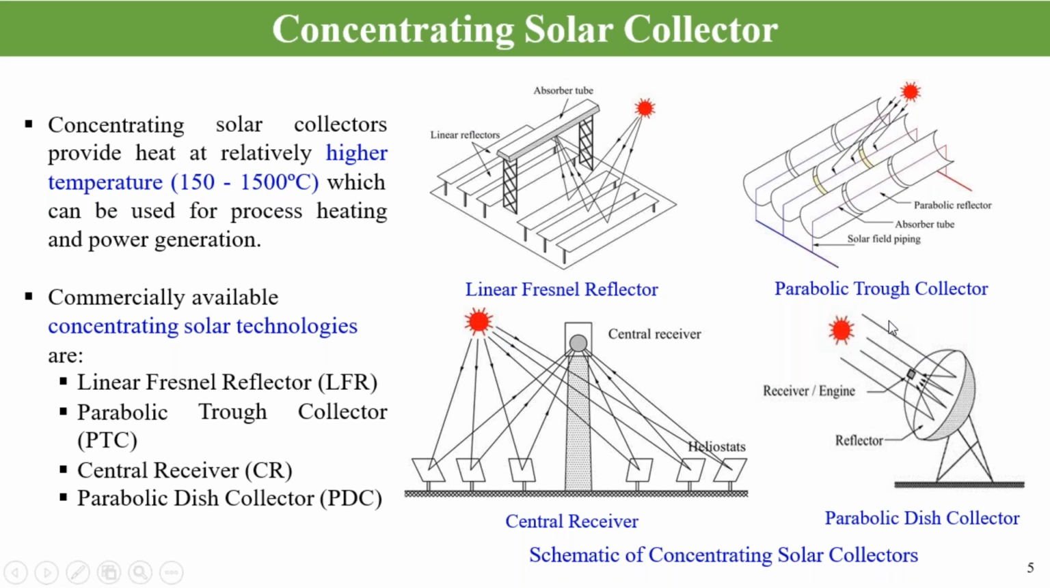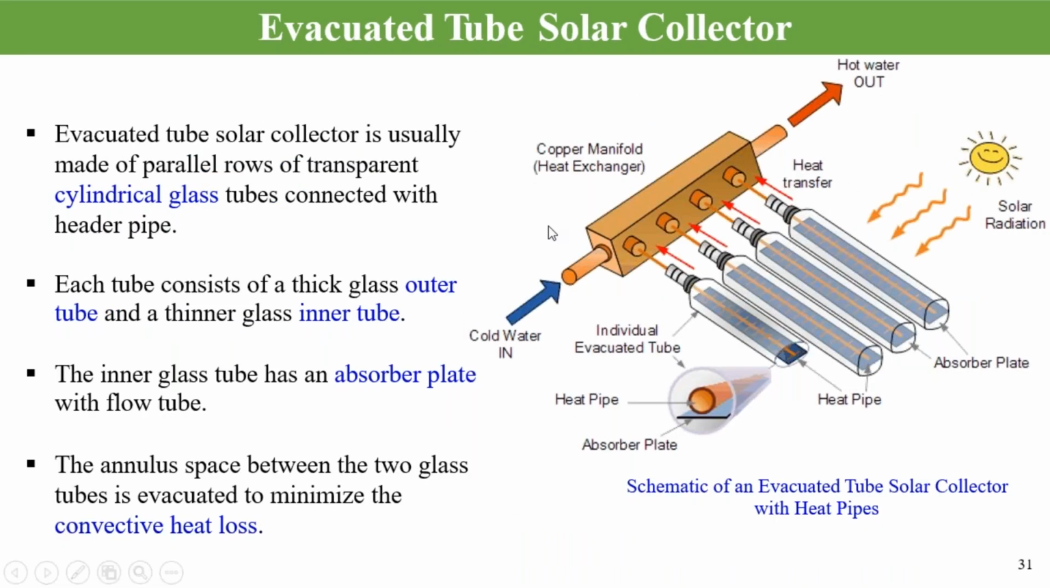Now again, here we have some features of the evacuated tube. You can see it in more detail over here. The evacuated tube collector is made of parallel rows of transparent cylindrical glass tubes connected with the header pipe. This main pipe is called the header pipe. You can see here the cold water is going in, and hot water is coming out.